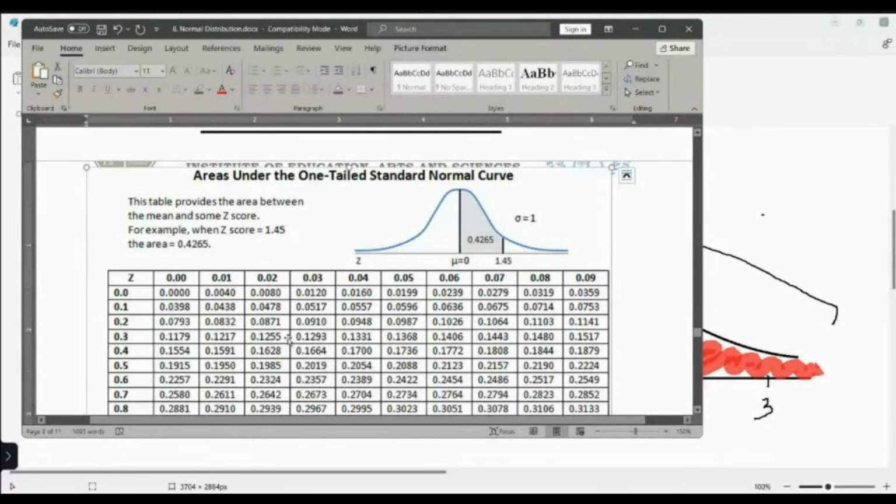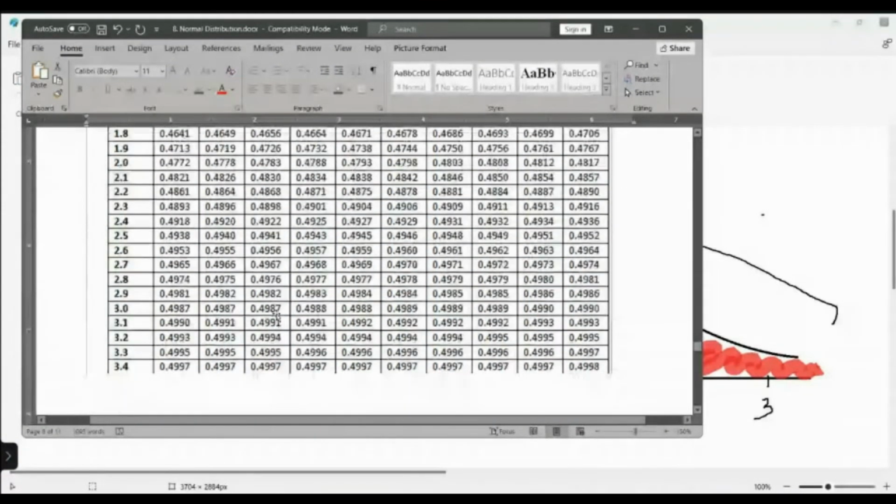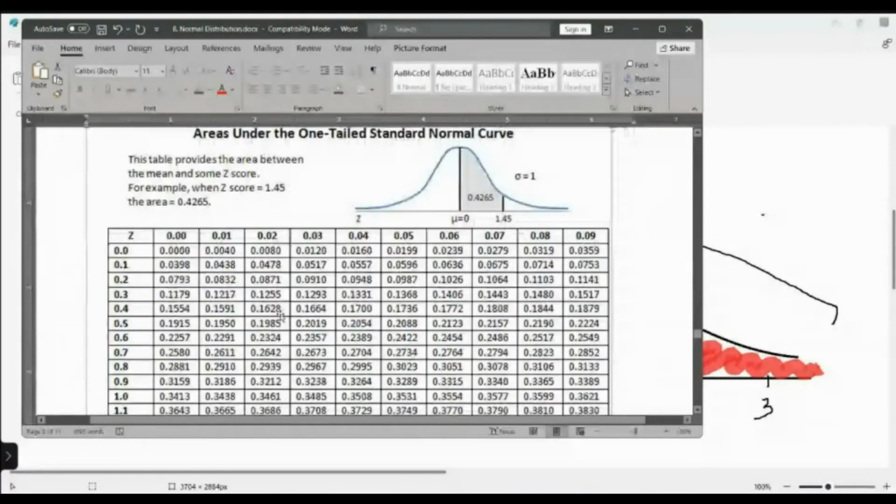So it's better if you print this table, the table of areas under the normal curve. There are many values in it. So how do we interpret this table? This table provides the area between the mean and some z-score. So after you convert the raw score into the z-score, you can identify the area from the mean to that specific z-score.